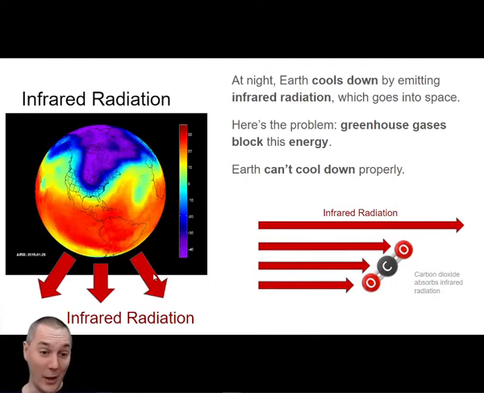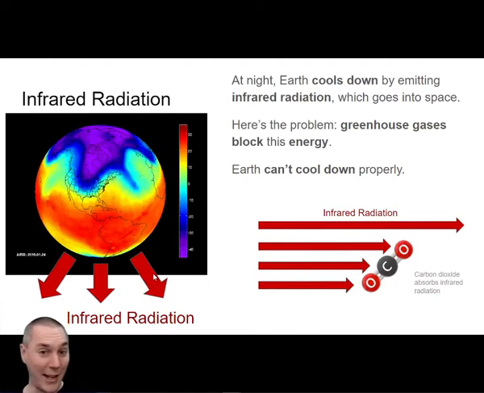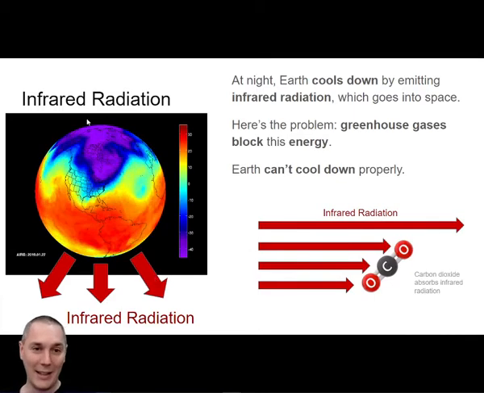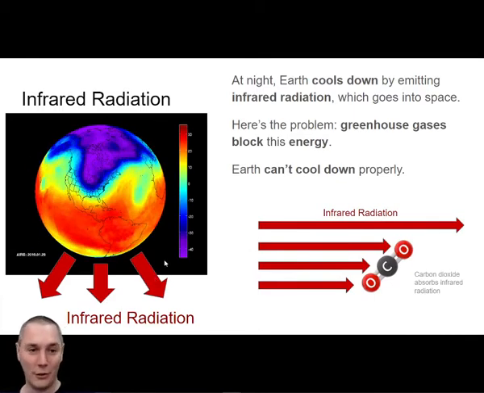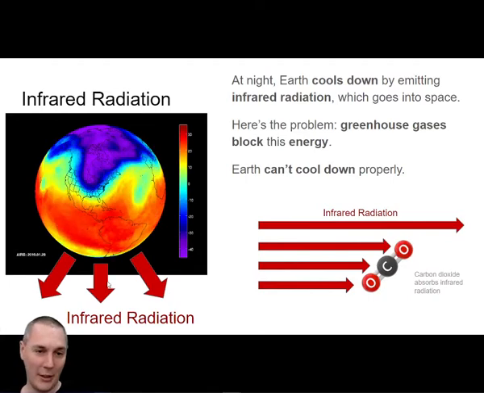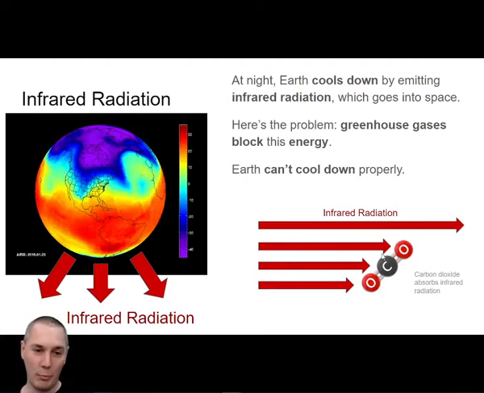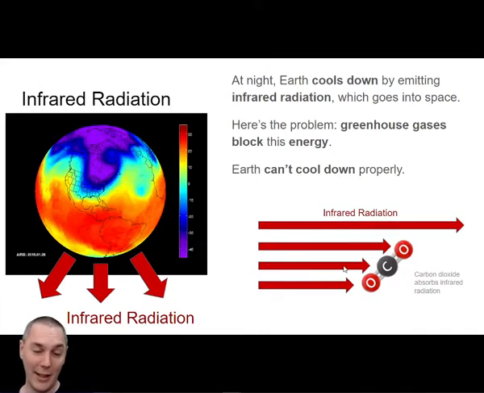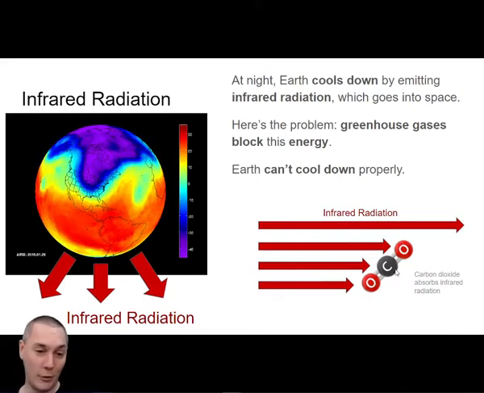So this is where the greenhouse gases come in. Greenhouse gases form a layer in the atmosphere surrounding the Earth like a little blanket, and when the infrared rays come away from planet Earth, they get blocked by greenhouse gases. These molecules have a special ability to absorb infrared radiation.